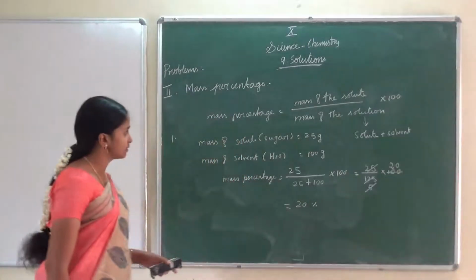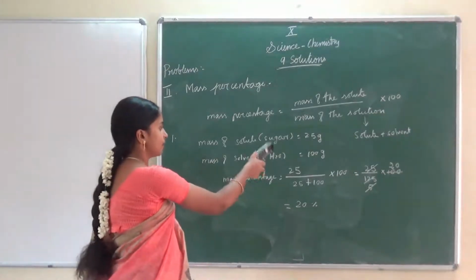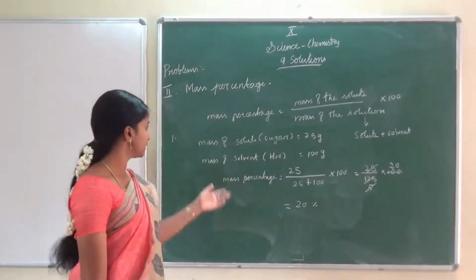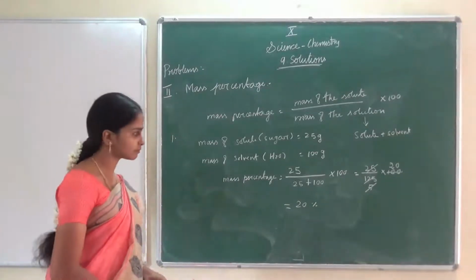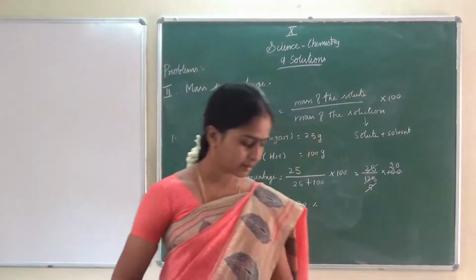Okay, children. So very simple question. They will give you the values. You have to substitute and simplify and write the answer. Okay, let's just copy down. Next, the second problem in this.